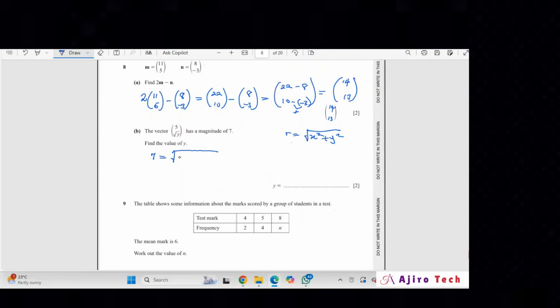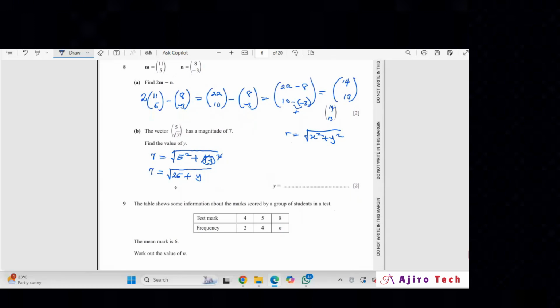of 5 squared plus root y squared. So we are going to have 7 is equal to the square root of 5 squared, which will give us 25, plus root y squared, which is just y. Let's cancel this.